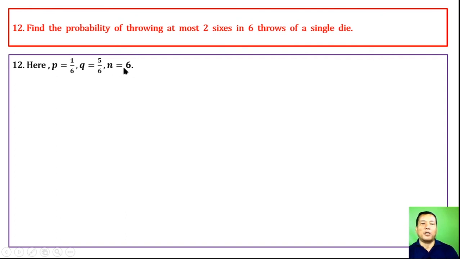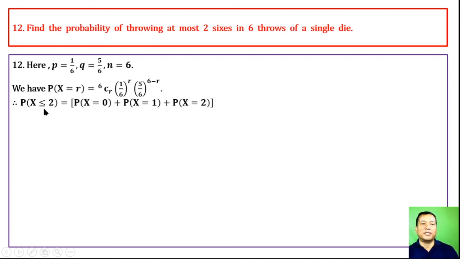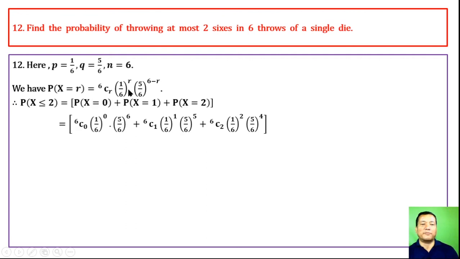are Bernoulli trials, n equal to 6. We have P of x equal to r successes. Therefore, P of x less than or equal to 2 is P of x equal to 0 plus P of x equal to 1 plus P of x equal to 2, putting r equal to 0, 1, 2. Simplify the expressions, we get this, which is the required probability.